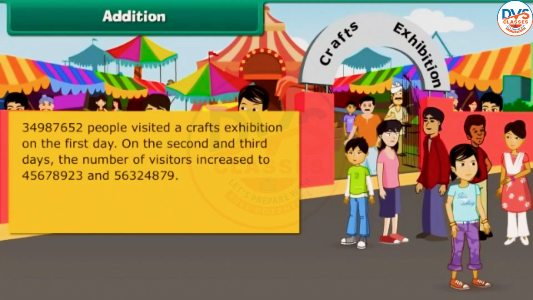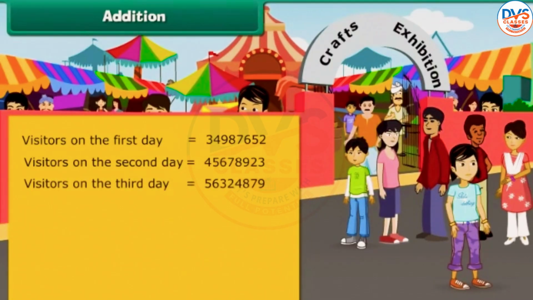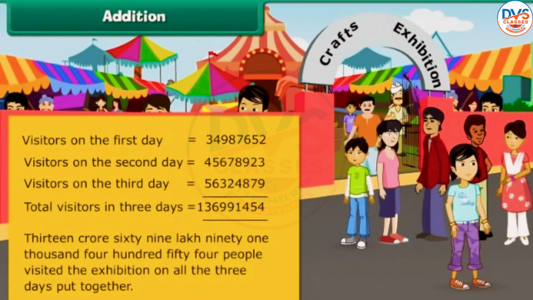34987652 people visited a crafts exhibition on the first day. On the second and third days, the number of visitors increased to 45678923 and 56324879. How many people visited the exhibition in all? Visitors on the first day is equal to 34987652. Visitors on the second day is equal to 45678923. Visitors on the third day is equal to 56324879. Total visitors in 3 days is equal to 136991454. 13 crore 69 lakh 91,454 people visited the exhibition on all the 3 days put together.